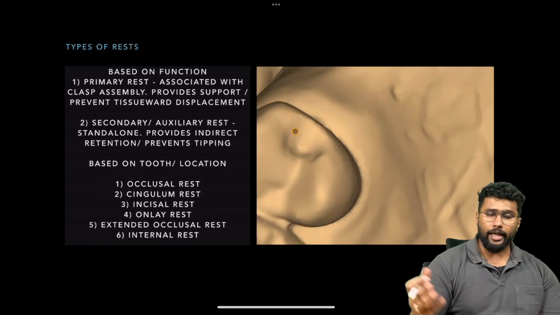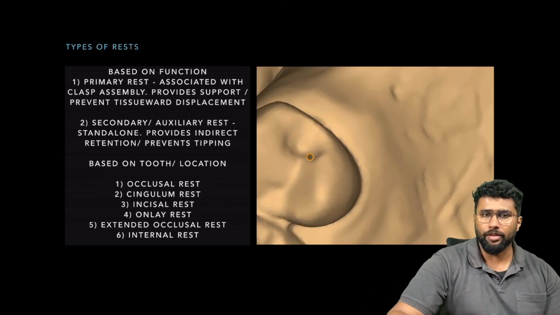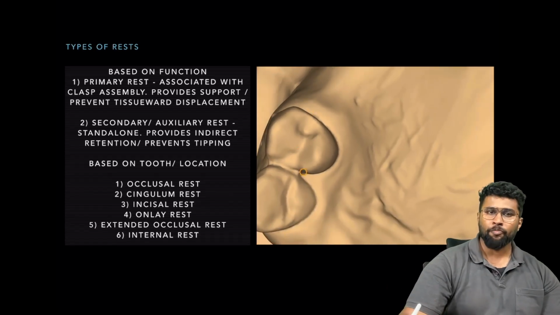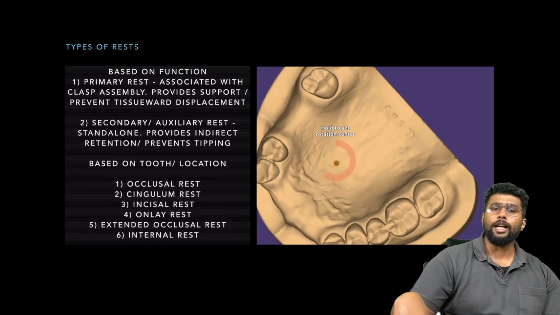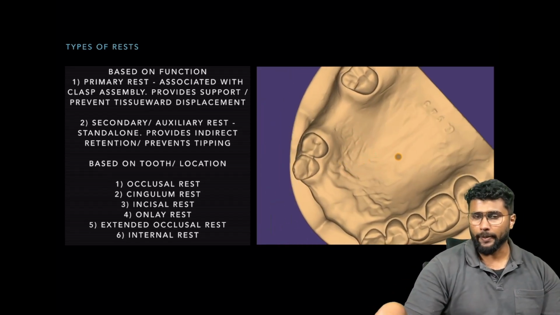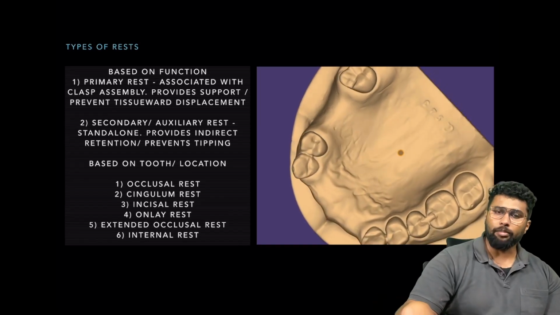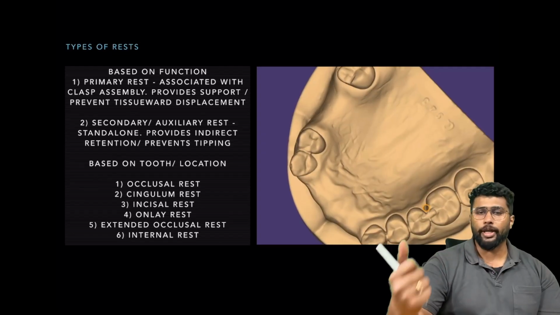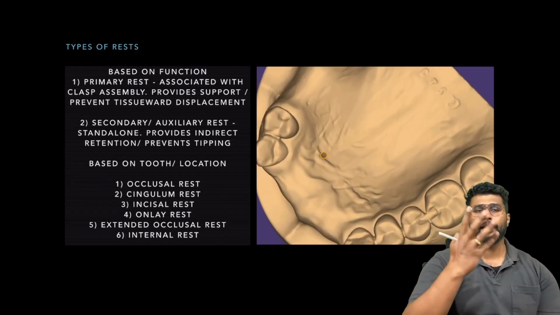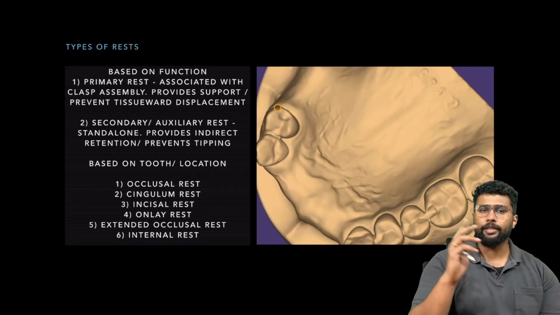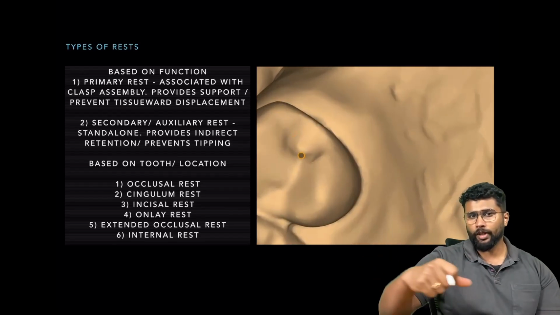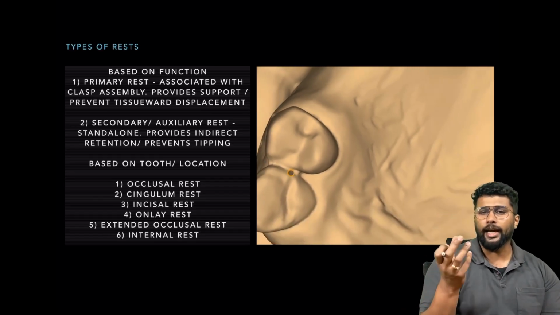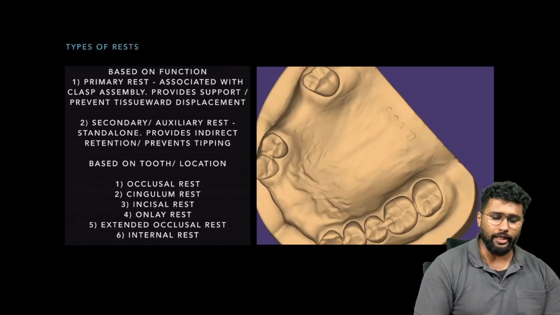Right? So like I told you, there are various kinds of rests. Based on the function, you can classify them as primary rests and secondary rests. Now, primary rests are usually associated with a clasp assembly, right? A clasp assembly is an occlusal rest or a rest associated with a particular direct retainer. So direct retainer plus rest gives you a clasp assembly, right? And this complex works together to both retain and to provide support for your cast partial denture.